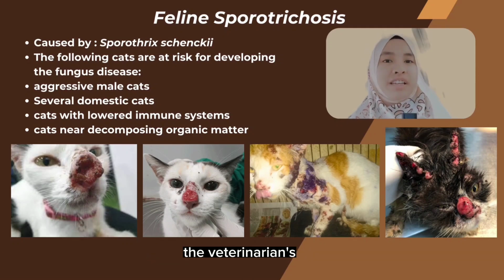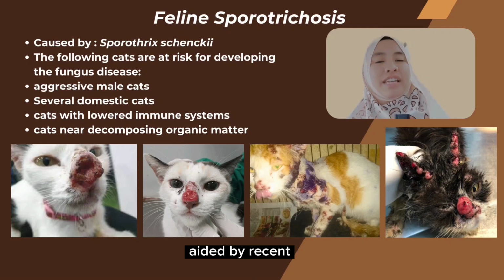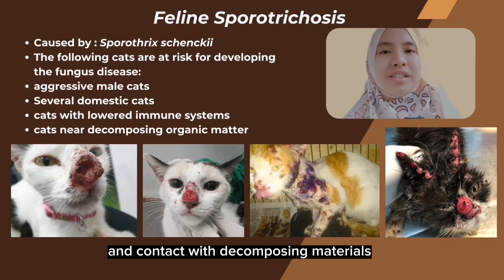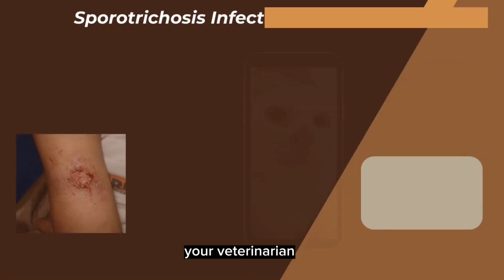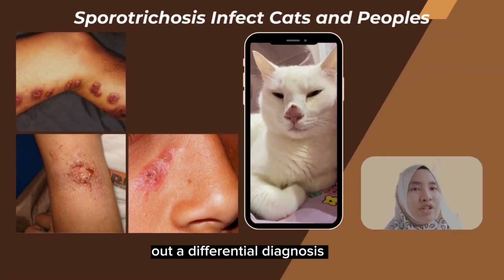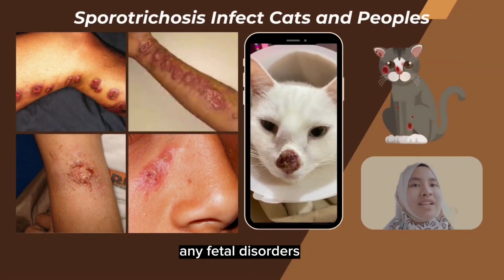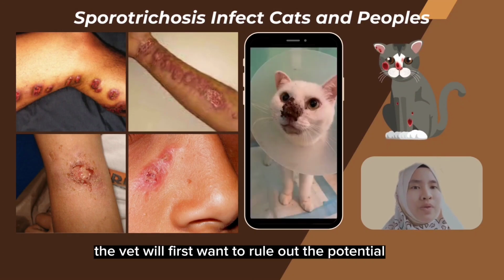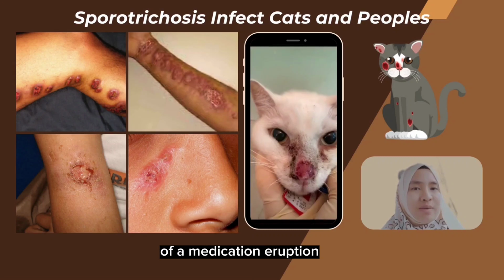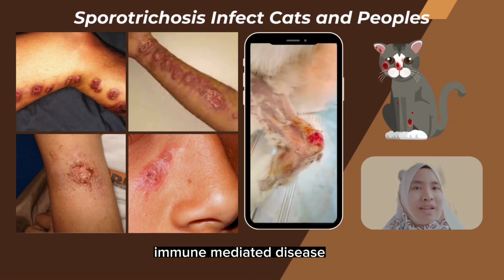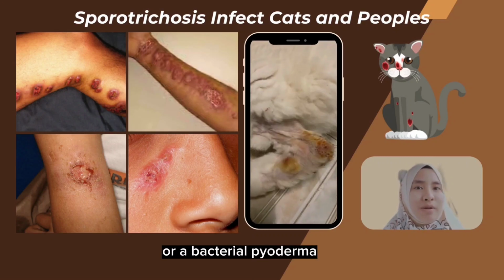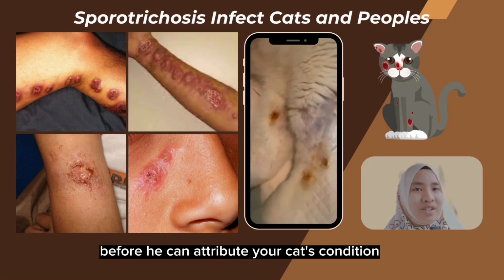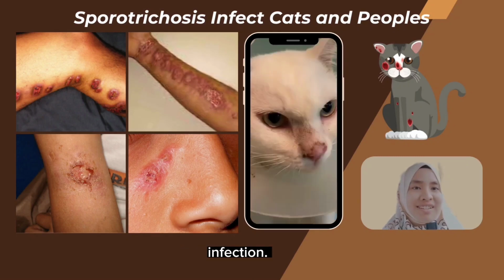The veterinarian's diagnosis will consider recent cat bites, outside exposure, and contact with composting materials such as garden compost. Your veterinarian will want to carry out a differential diagnosis to rule out any other disorders that might be causing the skin lesions. The vet will first want to rule out the potential of a medication eruption, parasite allergy, immune-mediated disease, or a bacterial pyoderma before he can attribute your cat's condition to sporotrichosis infection.